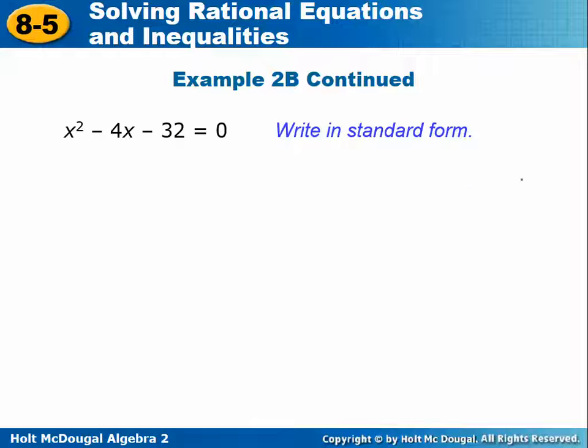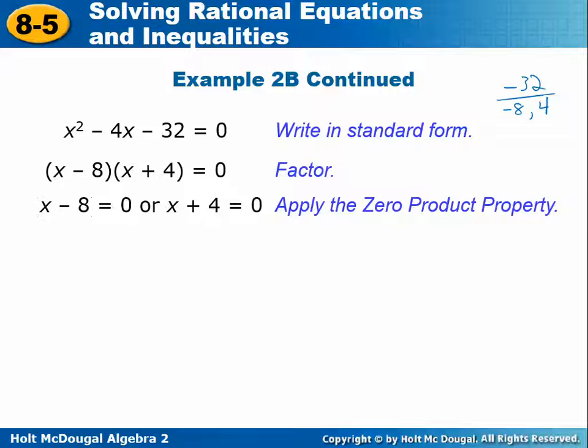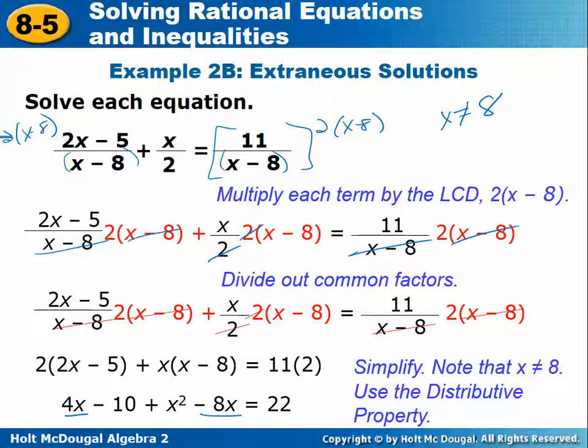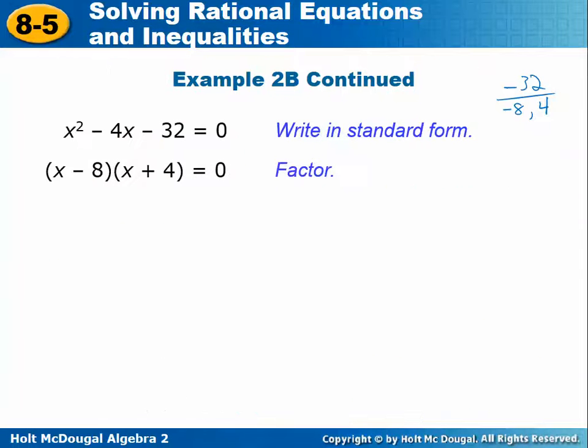this. So negative 32, I need the factors of that, which I think I picked the right ones right away. So x minus 8 times x plus 4, and then that means we have two answers, either x equals 8 or x equals negative 4. But if we remember, at the beginning we said x cannot be 8. So we will get one answer.